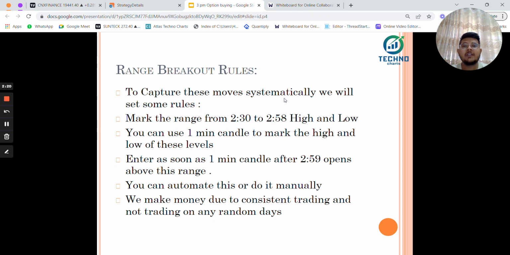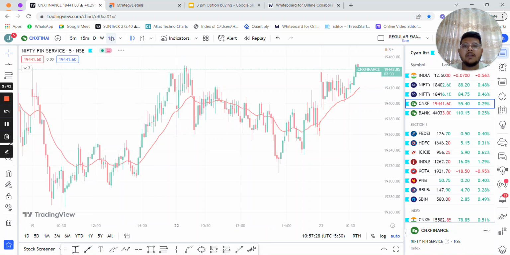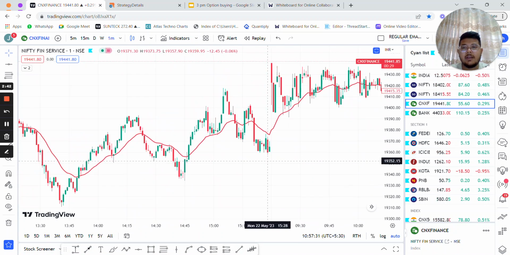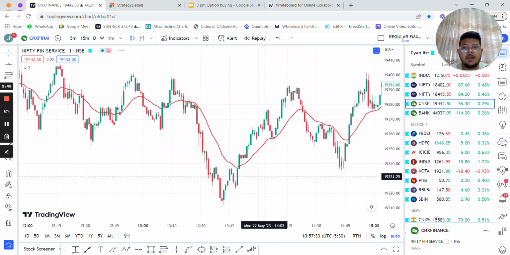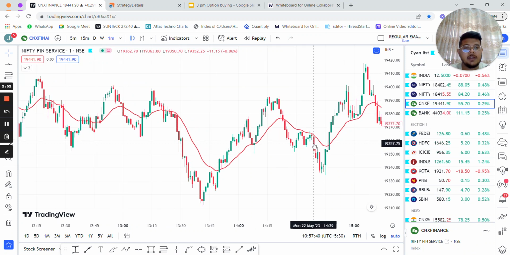To capture these moves systematically, we will set some rules like marking the range from 2:30 to 2:58 high and low, basically, sorry. And we can use 1 minute candle to mark the high and low of these levels. Enter as soon as the 1 minute candle after 2:59 opens above this range. You can automate this strategy or you can run it manually here. So let us understand here. I will open the 1 minute chart right now and let us see some of the profitable trading strategies here. So some of the profitable trading strategies can be designed using this system here.